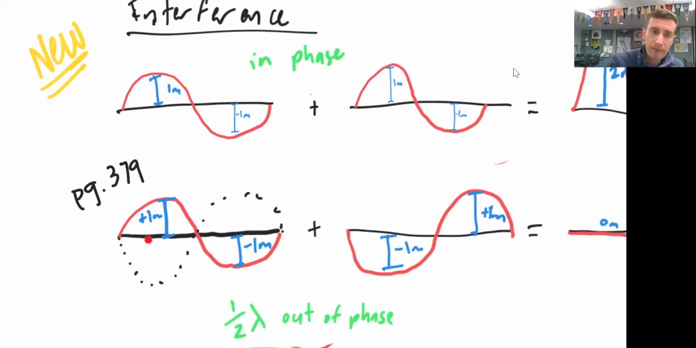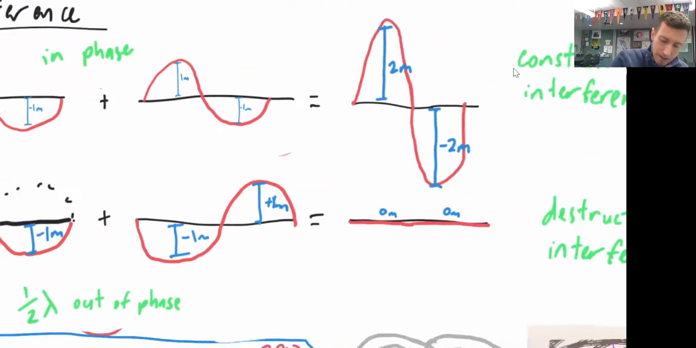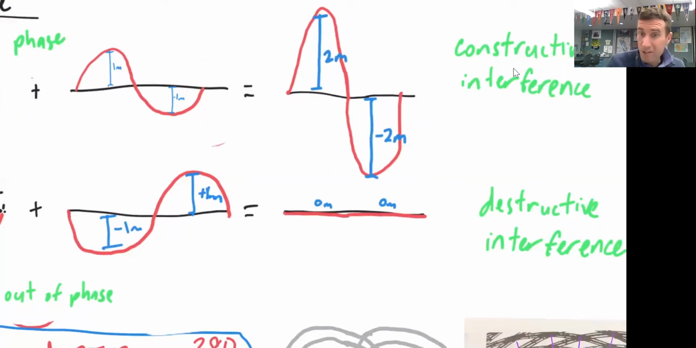I've redrawn that one in little dotted lines here. The down part and the up part are exactly opposite of the first wave. So when I add them together, I would have a meter up and a meter down, that adds up to 0. Then I'd have a meter down and a meter up, and that adds up to 0. So what I'm left with is 0, 0, or just a flat line. And we call that destructive interference because it's reduced the wave to nothing.